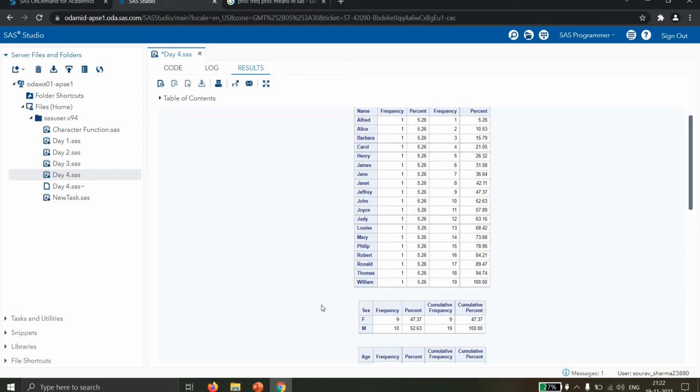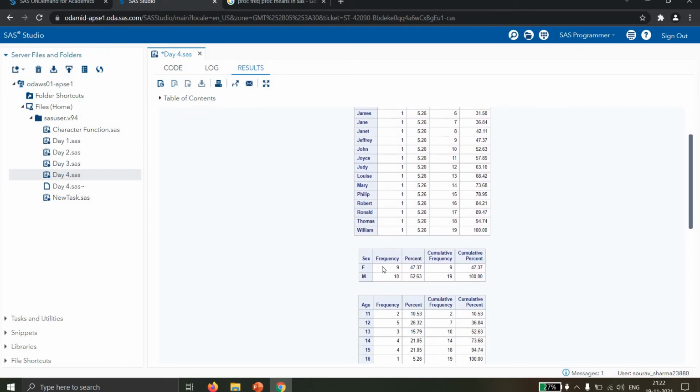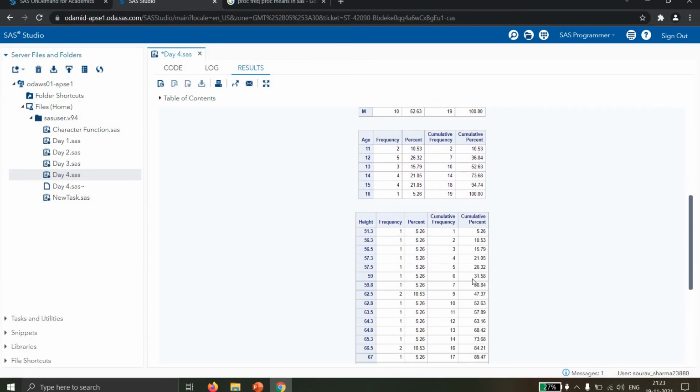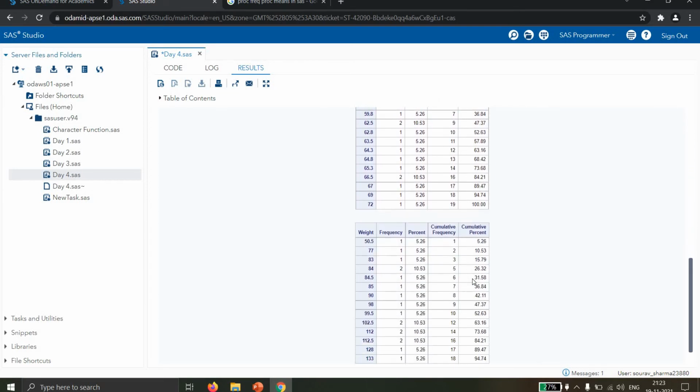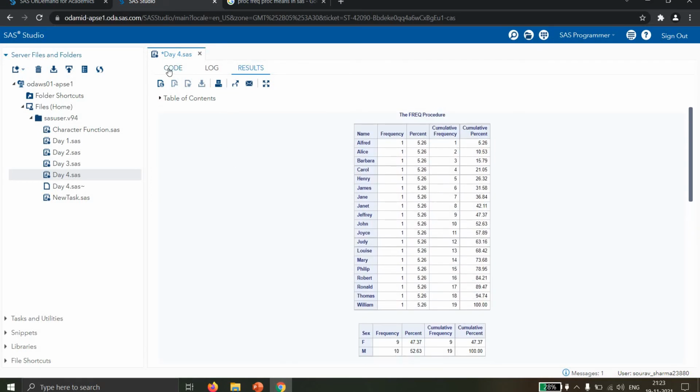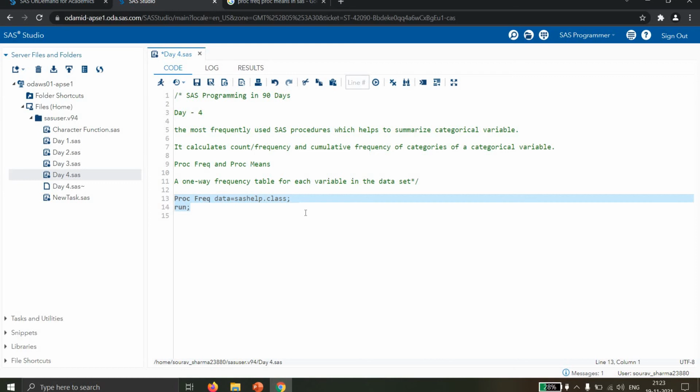Now they give the breakdown of gender. Let's suppose females are 9 in total, so the frequency is 9, and males are 10, along with the percentage, cumulative frequency, and cumulative percentage. Then the age variable, the height, and the weight. So proc frequency by default gives all the information for all the variables available in my data.